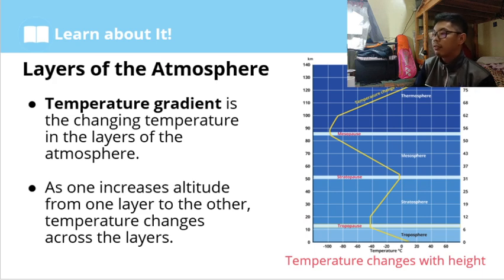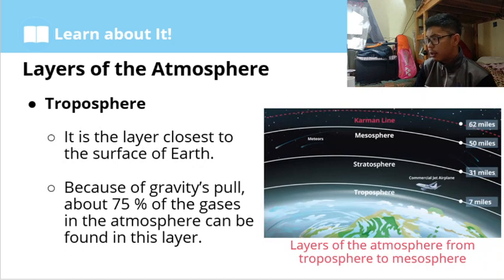Let's talk about the first layer. So when you talk about your troposphere, this is actually the layer that is closer to the Earth, and 75% of the gas molecules here, or even your dust, are actually found here, pulled by your gravity. So sa troposphere po is actually where your different patterns of weather are happening.